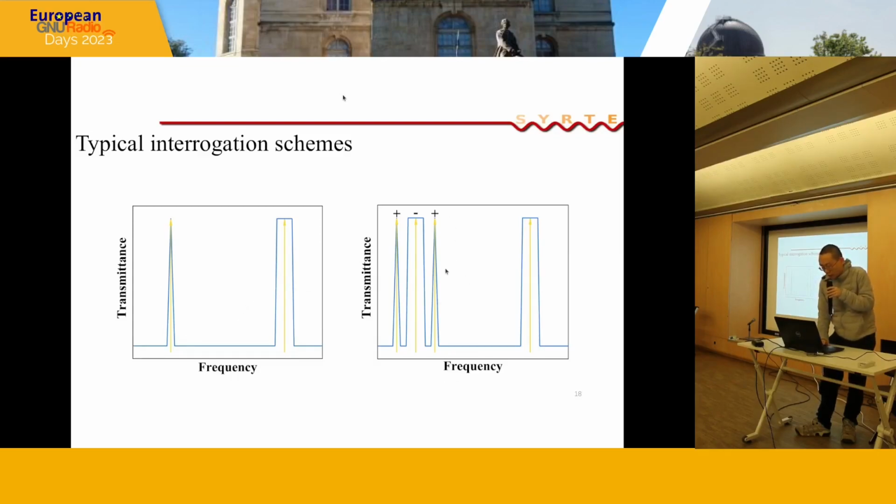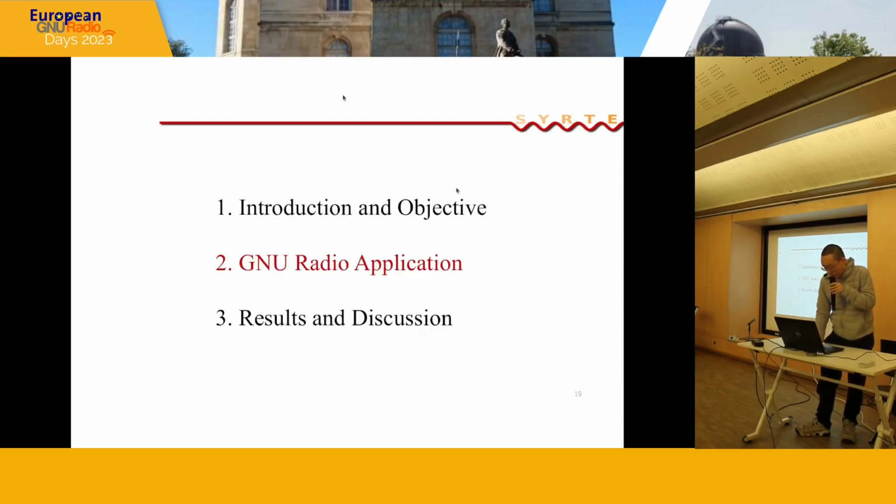And this is for a 3-mode scheme with plus and minus weight. We can use this for other purposes, such as suppressing the low-frequency noise in our system. Then I will go to the second part, which is the GNU Radio application.